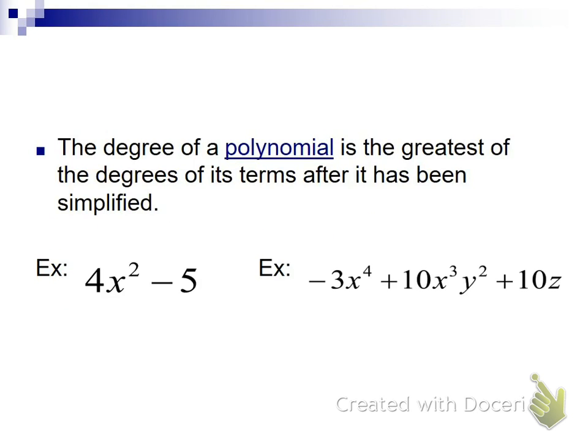Okay. The degree of a polynomial is the greatest of the degrees of its terms after it has been simplified. So we find the degree of each term and we use the highest one for a polynomial. How many terms do we have in this first example? 2. What's the degree of the first term? 2. What's the degree of the second term? 0, because it doesn't have any variables. So which one's higher? 2, so the degree overall is 2.